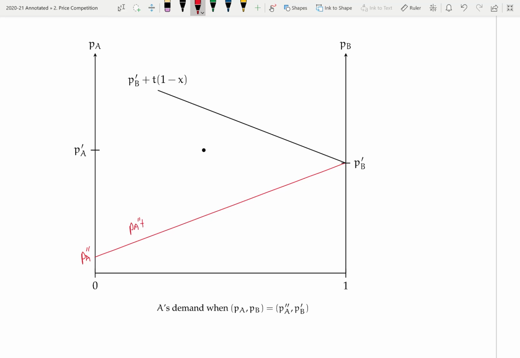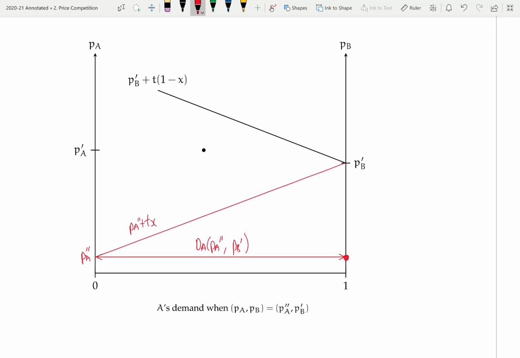The delivered cost line here is PA double dash plus TX, and it just intersects B's delivered cost line at this point here. So a consumer located at 1 is just indifferent between buying from A and B. So A's demand is 1. So we found another point on A's demand curve. When its price is PA double dash, A's demand here is 1. So far we have 2 points, this point and this point.